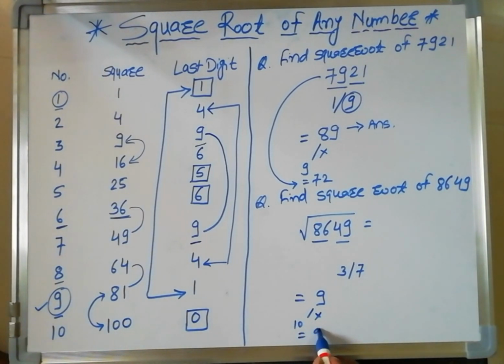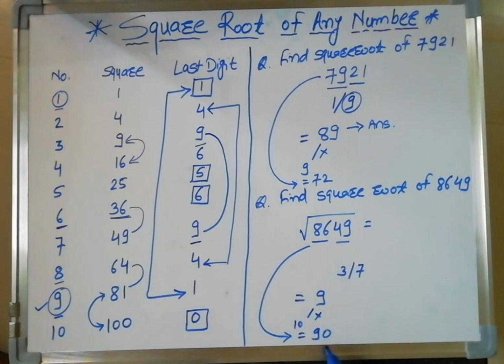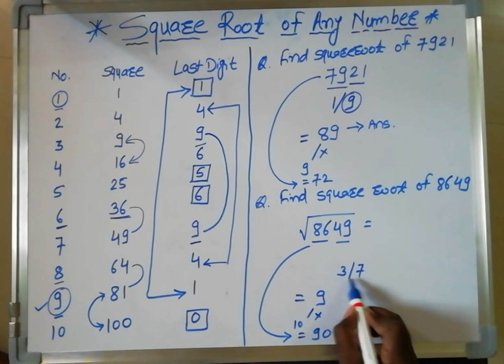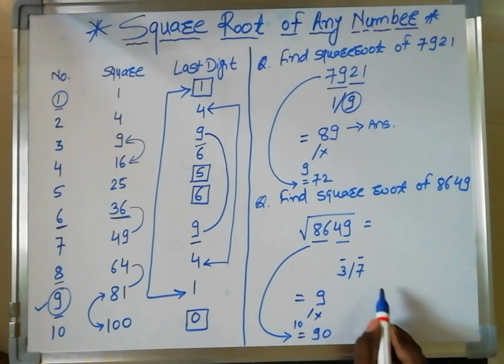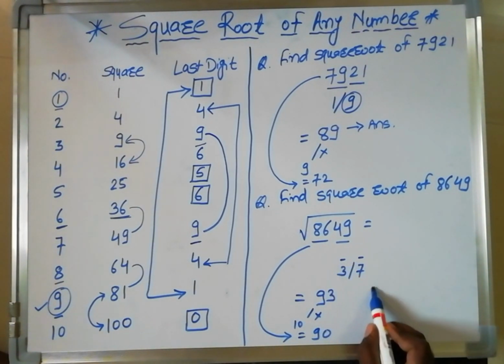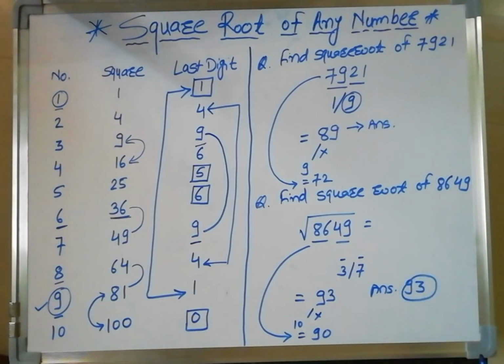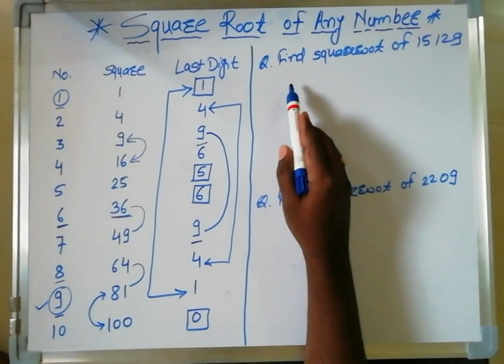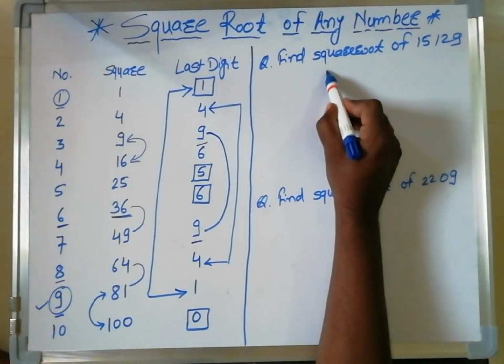The multiplication will be 90. Now this 86 is smaller than 90. So 3 is the smaller among 7 and 3. Okay. So we have to write here 3. So your answer will be 93.